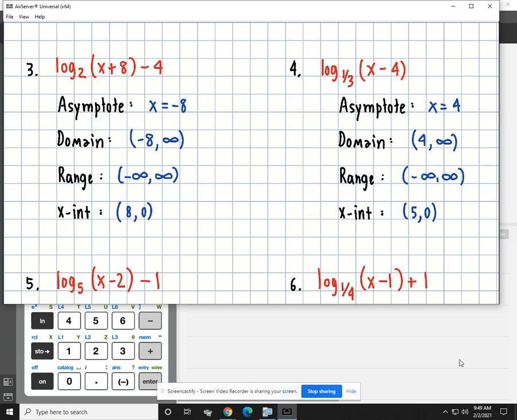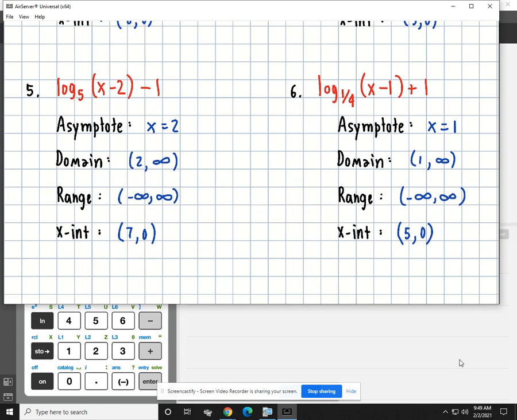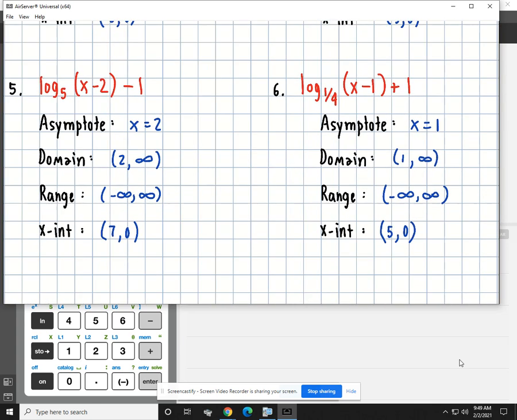So does everybody have those? Any questions over those? Of course, the x-intercepts were both nice ones. You could have found them in your table or zooming in on your graph, either way. All right, and the last two, number 5 and 6, again, that just kind of starts becoming repetitive.